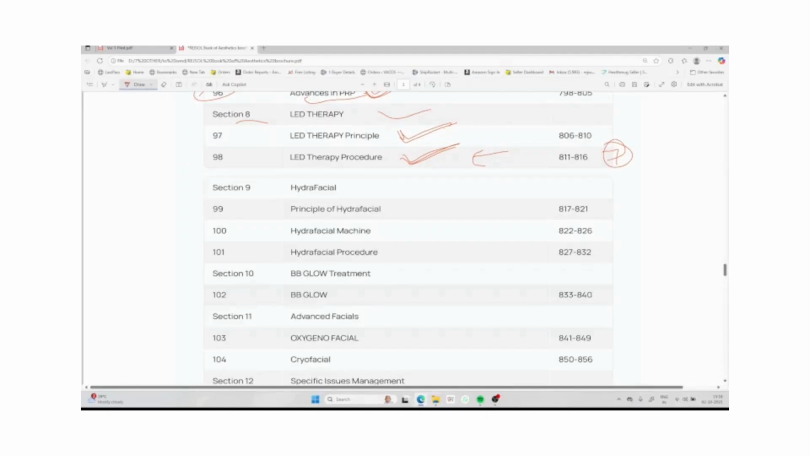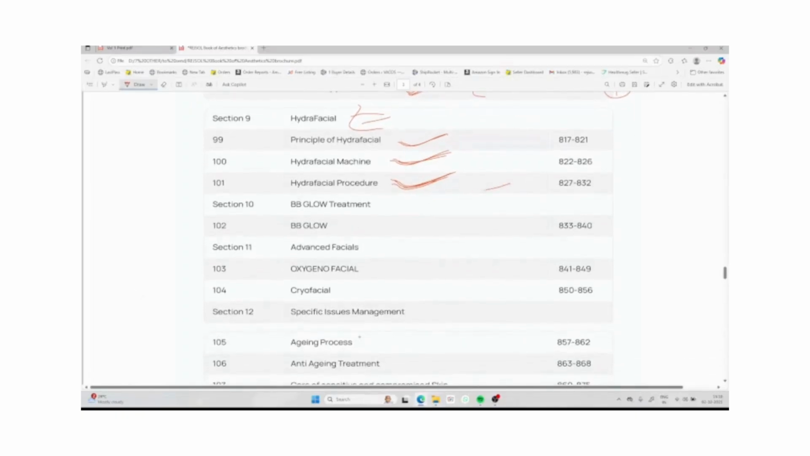Now the next section is hydrofacial, a very popular treatment. What are the principles of hydrofacial? The hydrofacial machine, the idea of an ideal hydrofacial machine you should buy, and the hydrofacial procedures. So how hydrofacial is done, what you can incorporate with the hydrofacial, what you cannot, everything is discussed here. And the next section is baby glow treatment.